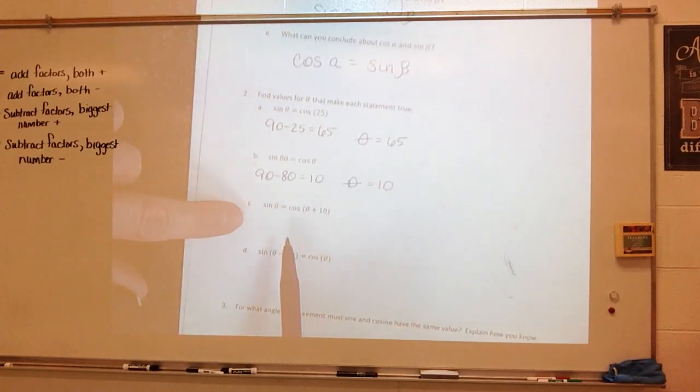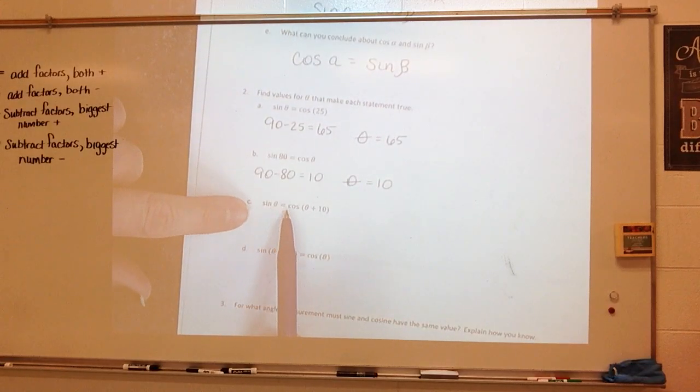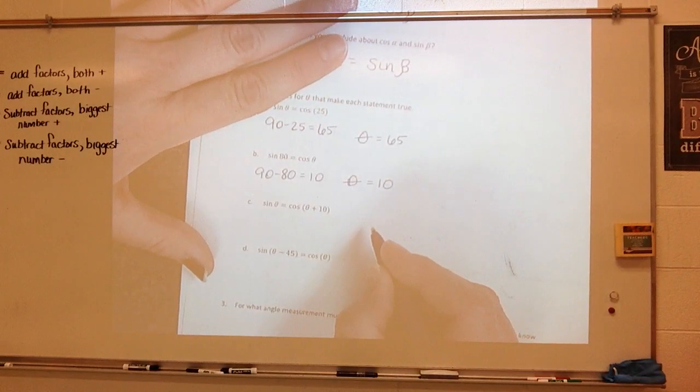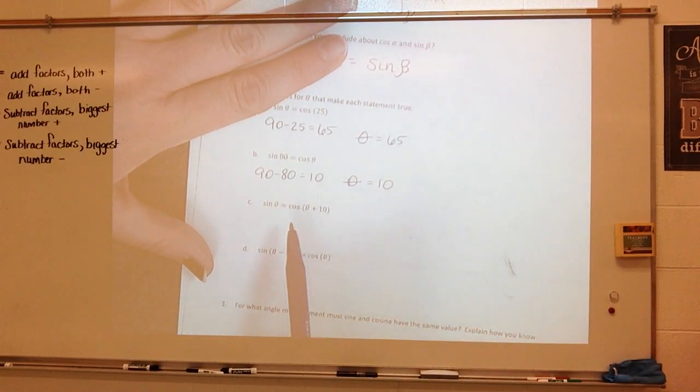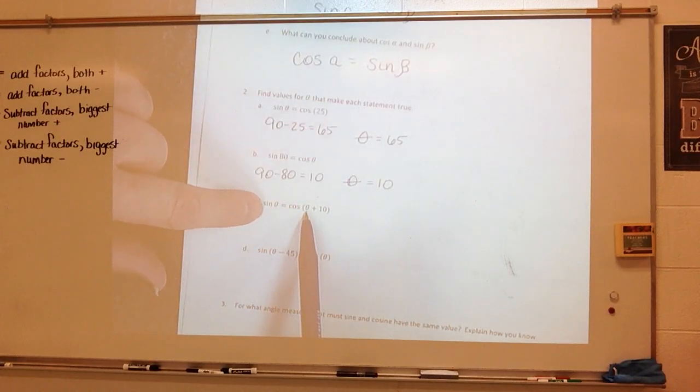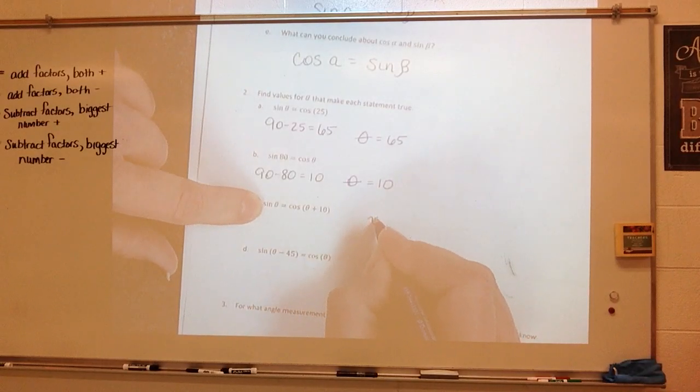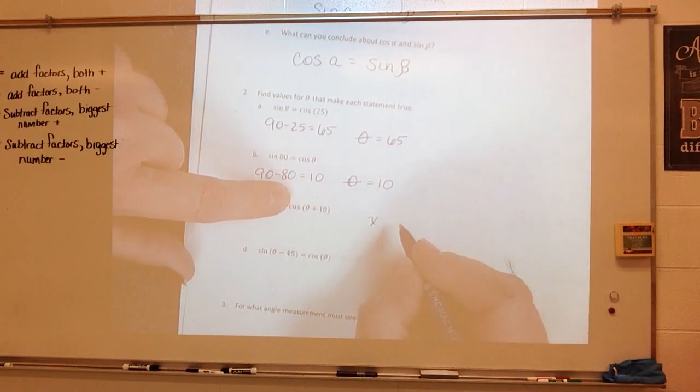The sine of an angle if the cosine of the angle plus 10. Here I can think about this. Okay, so x plus 10. So I have x and x plus 10. So my sine of my angle is x, and then cosine is x plus 10.